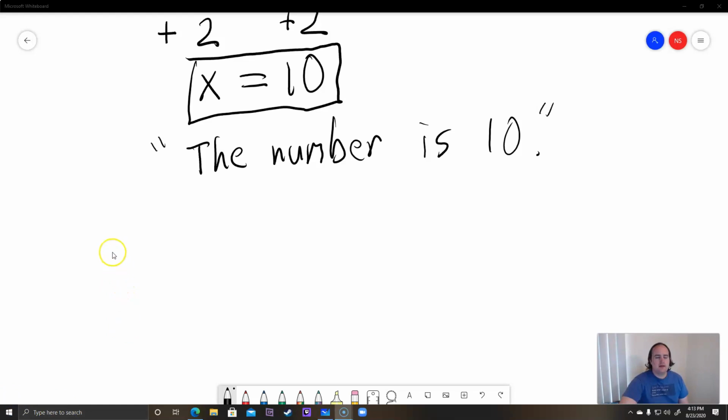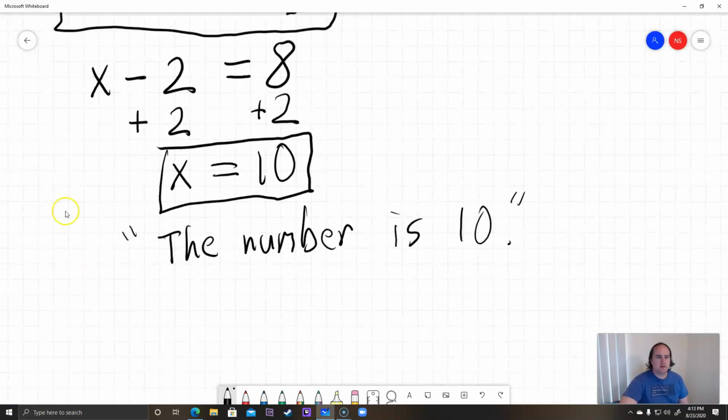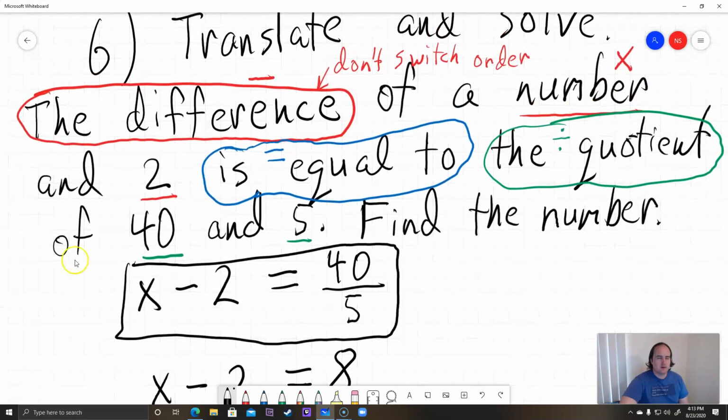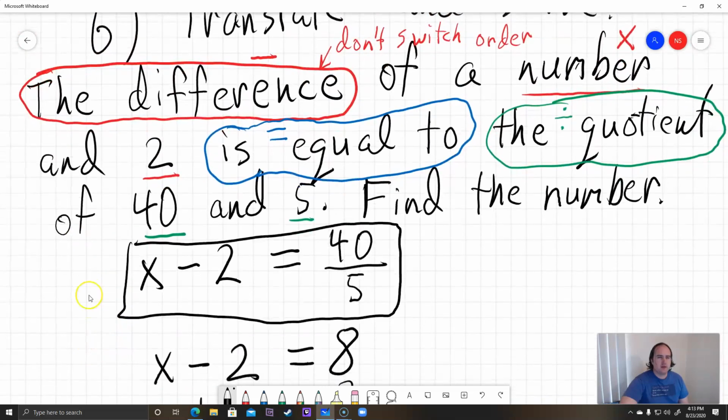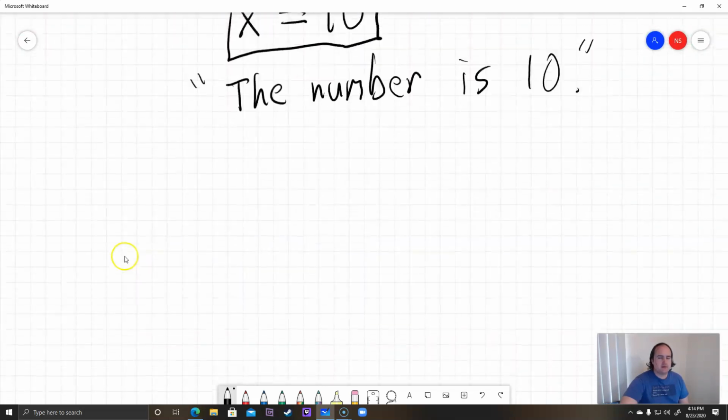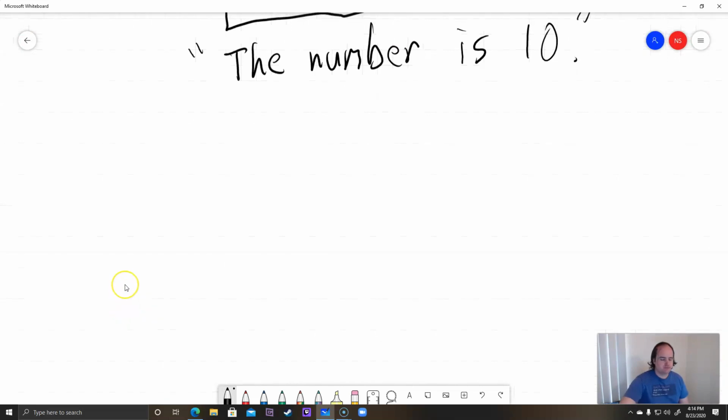All right, so the end of this section is challenging, so I'm going to be doing quite a few examples to hopefully get you prepared for it. So next example is example number 7. Example number 7. This one has the same instructions. They want us to translate and then solve. And this is a pretty long sentence.